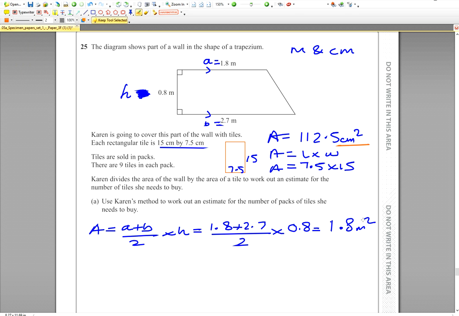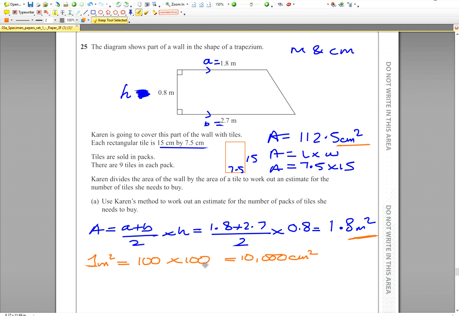We have centimeters squared here and meters squared. So we've got to change it. We've got to work out how many of these fit into there. So our next calculation is going to be, we need to change the meter squared into centimeters. In 1 meter squared, you have 100 centimeters by 100 centimeters, which is equal to 10,000 centimeters squared. We're happy with that conversion.